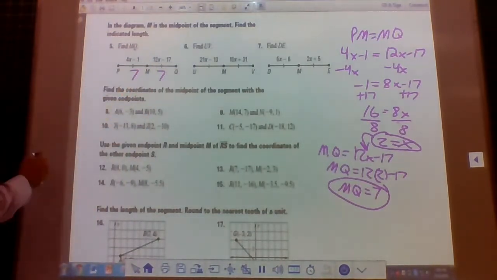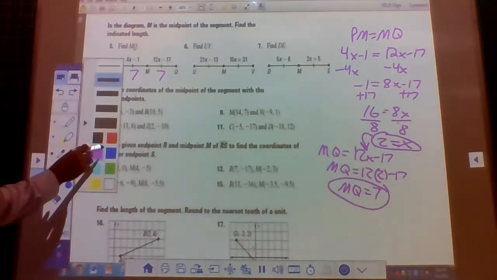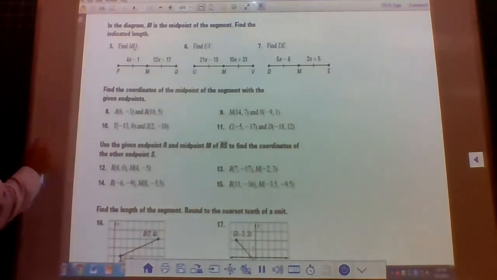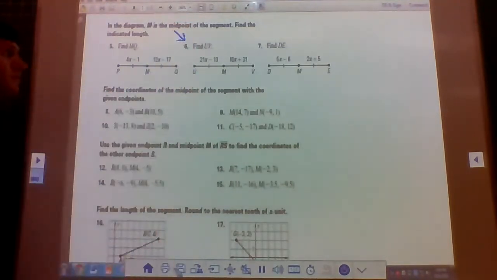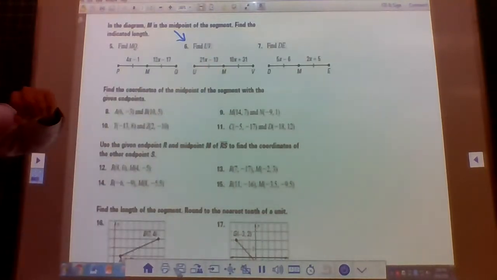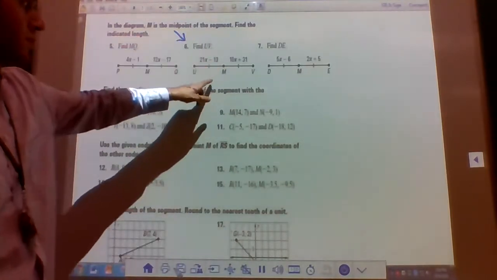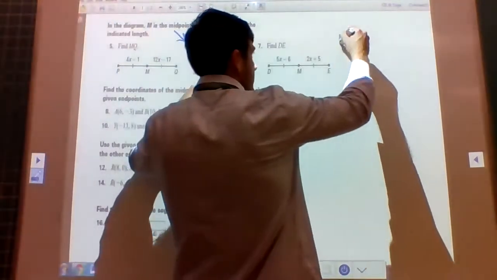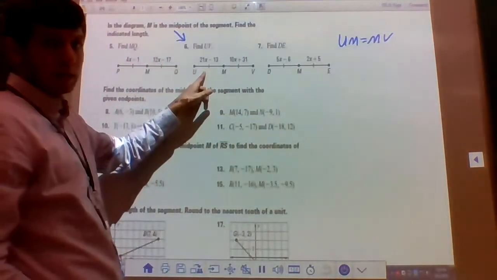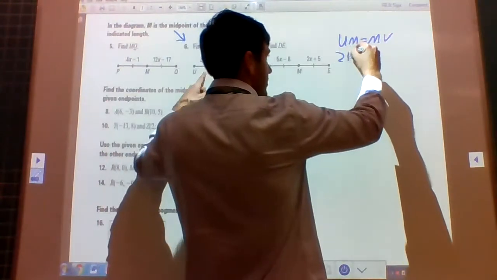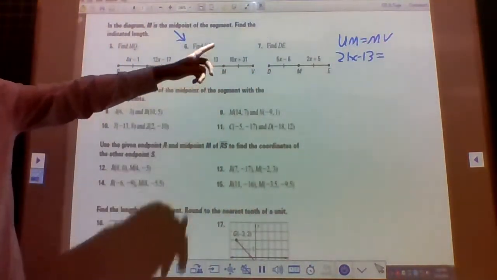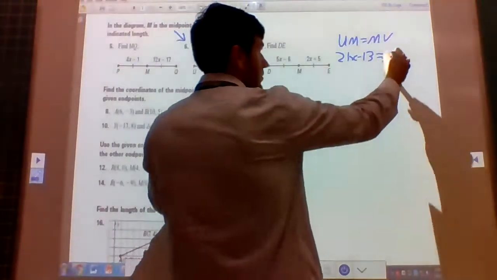Let's do number 6. Okay. So we're on number 6. Again, M is the midpoint of UV. Okay, so we know UM equals MV. UM is 21x minus 13. MV is 10x plus 31.